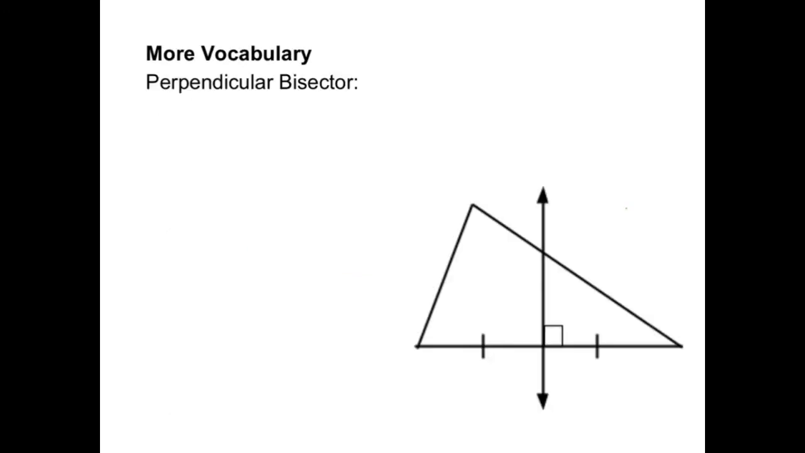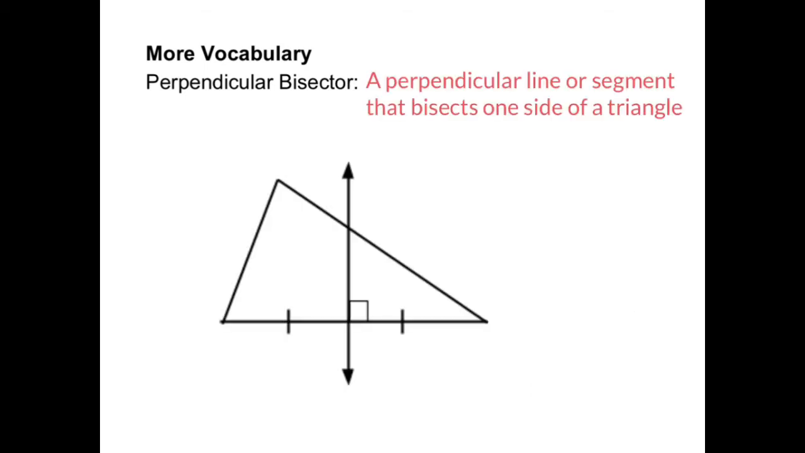Moving on to the second part of the lesson, we're going to talk about perpendicular bisectors. So a perpendicular bisector is a line or segment that bisects one side of a triangle. One thing to notice about the perpendicular bisector is that this is the first segment that does not start with a vertex. The median from lesson 6.1 starts at the vertex and goes to the midpoint.